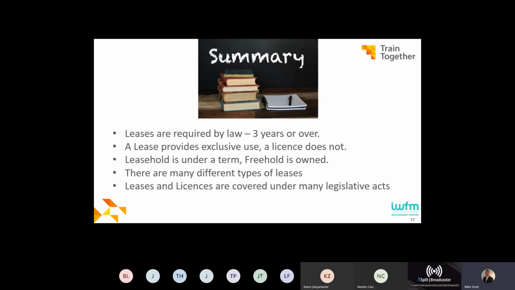There are many different types of leases. We just looked at one. There's lots of others there. And I've given you some examples and produced some handouts for you in the Padlet area to add further context. And finally, leases and licenses are covered under many legislative acts. We've just briefly touched on the Landlord and Tenants Act.